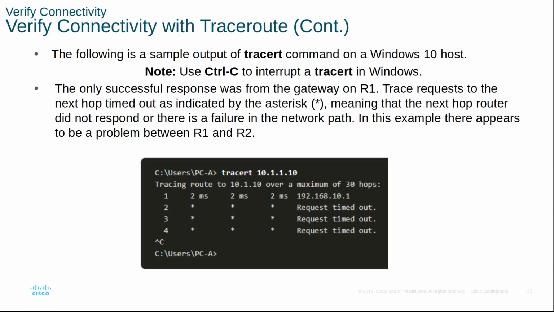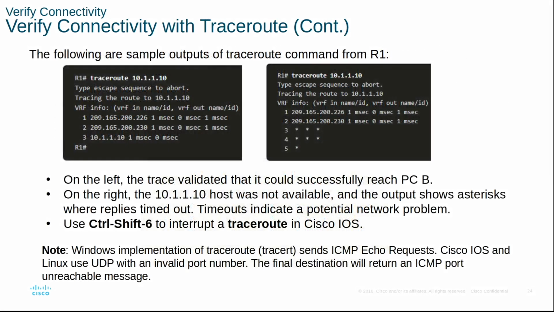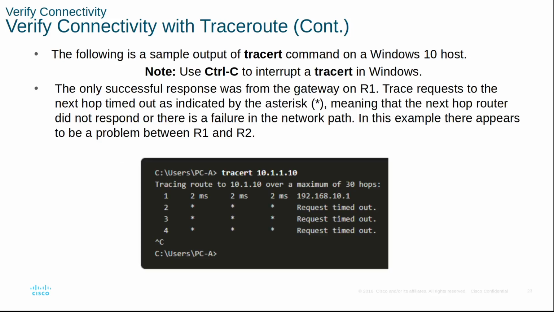So there's an example of a traceroute in Windows. Just Control C to interrupt it. And there's an example. Oh, let's look at that. We see request timeout here, so we know our packets are getting to the default gateway and then failing. So that indicates there's an issue between router 1 and router 2.